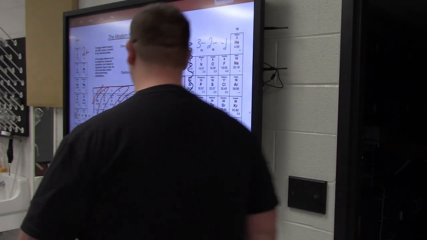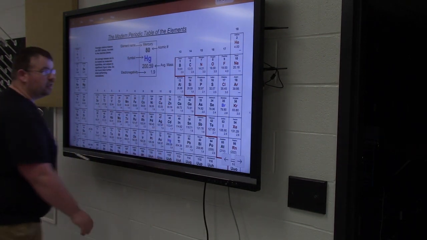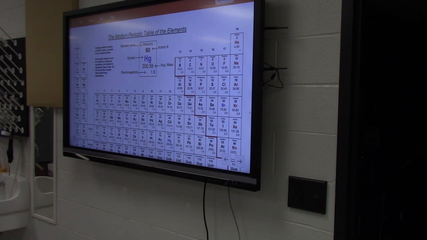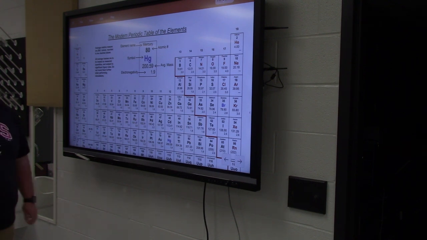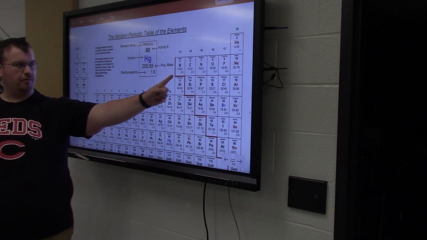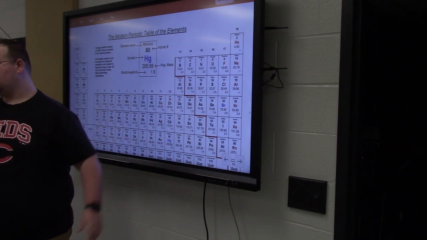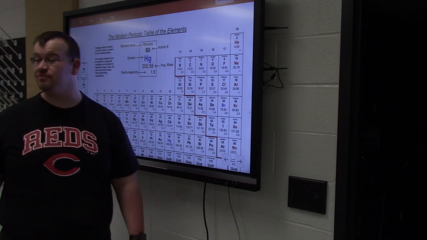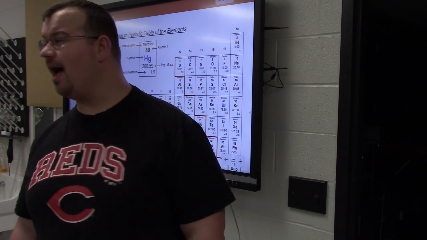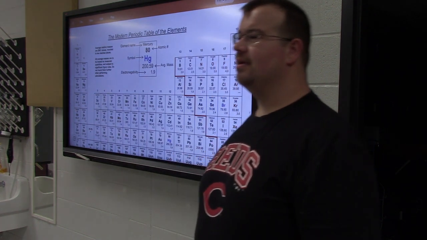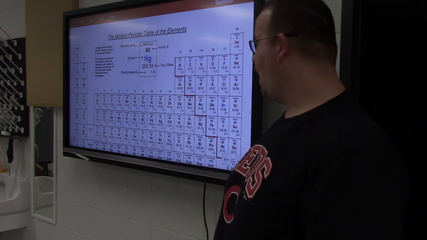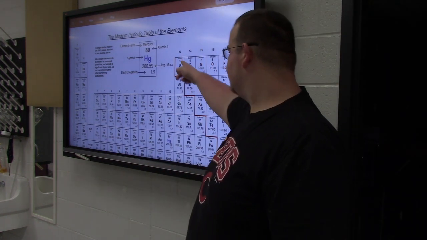On the periodic table, there's something that you've probably seen. You've probably wondered what in God's green earth it is, but I've never said anything to you about it. The red line. The red line has a very special name. The red line is called the staircase. Why? Because it looks like stairs.